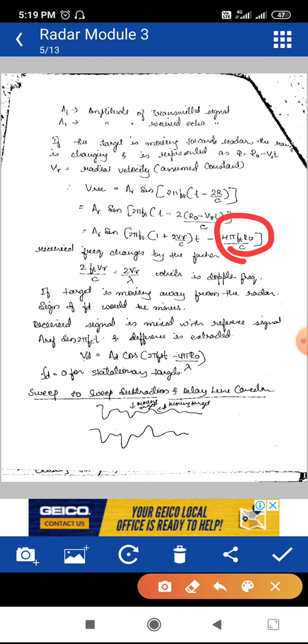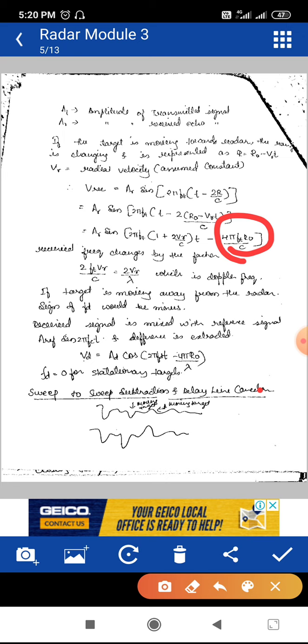When we see this equation, the frequency we transmitted, ft, has now been modified to ft times (1 plus 2 Vr by c). That is, the frequency has been increased by the amount 2 times ft Vr by c. So this is the amount of frequency addition that has taken place.